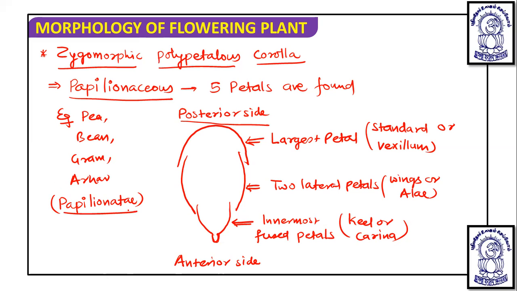Okay, so this is the thing which you can see here. It is a papilionaceous corolla which shows zygomorphic symmetry because we can cut it only one way, which gives rise to two equal halves. This papilionaceous corolla is also named butterfly-shaped corolla. Okay, so I hope you understood this.